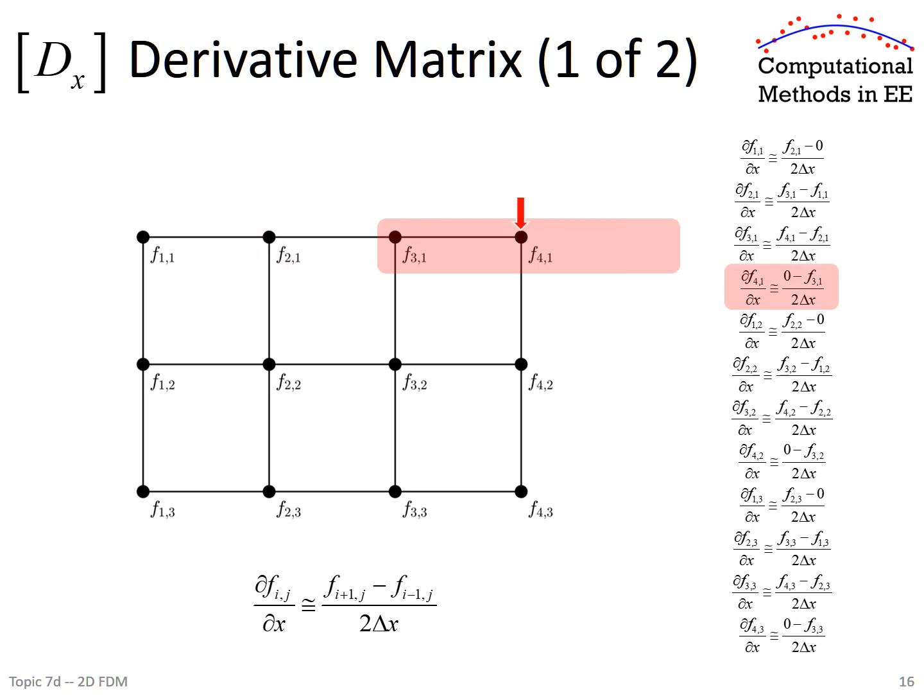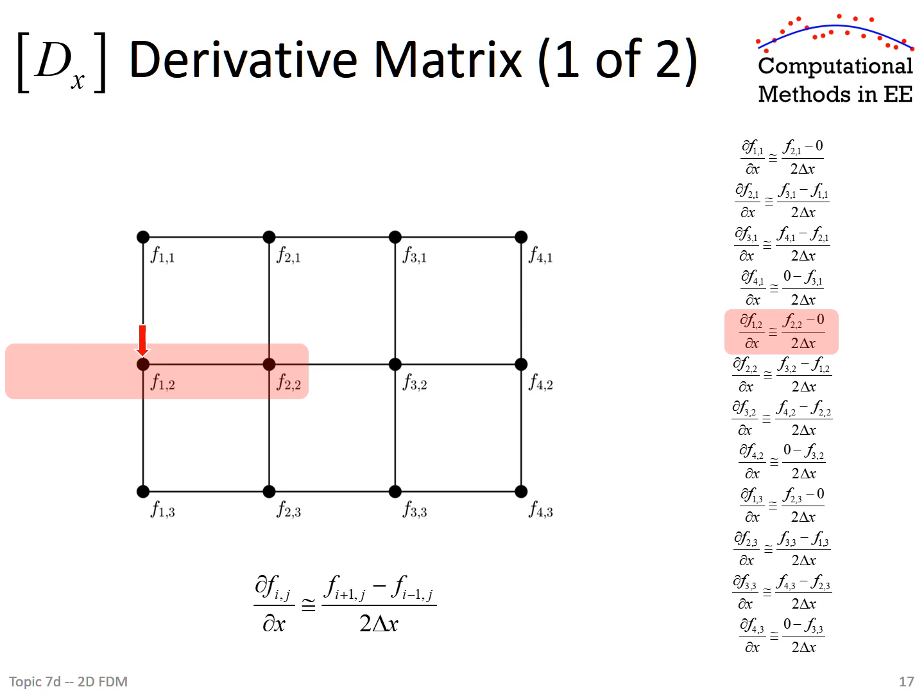Now we move on to the finite difference equation for f41, which is the function value out here, which does not exist, so we just put a 0 in for Dirichlet boundary conditions. So it's the 0 minus this function value divided by the spacing 2 delta x. We go on to the next point, the finite difference equation for f12. Well, it's f22 minus a function value from outside the grid, which doesn't exist. We put a 0 in there, divide by 2 delta x. That's calculating a finite difference that exists at the point f12.